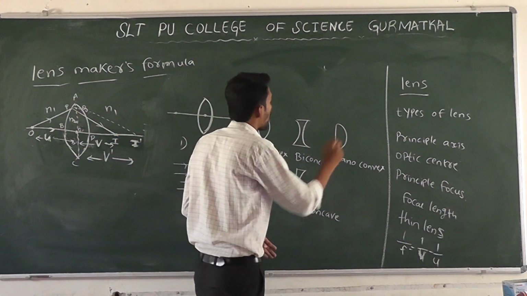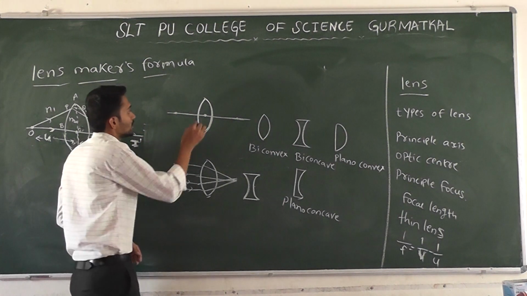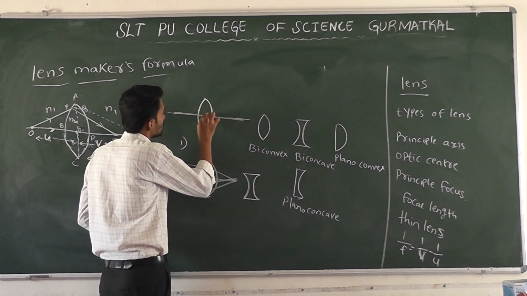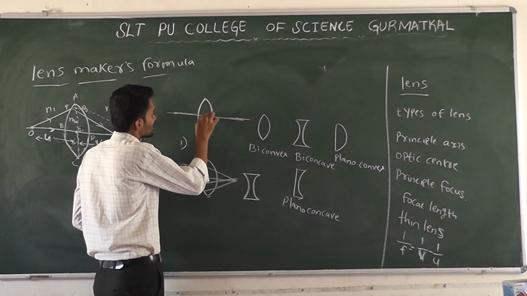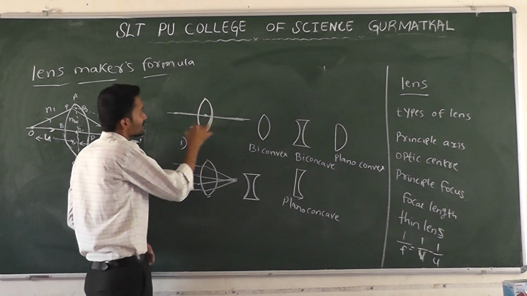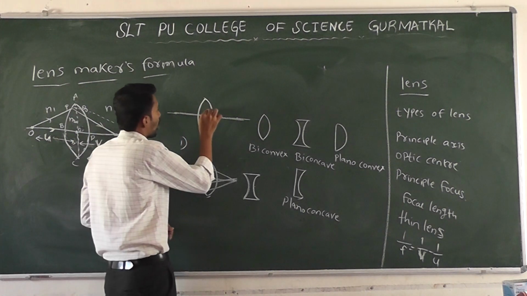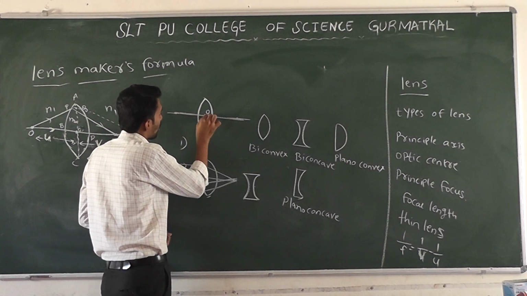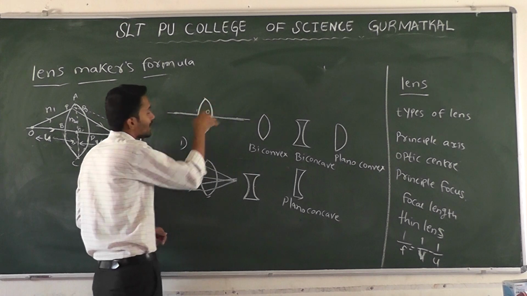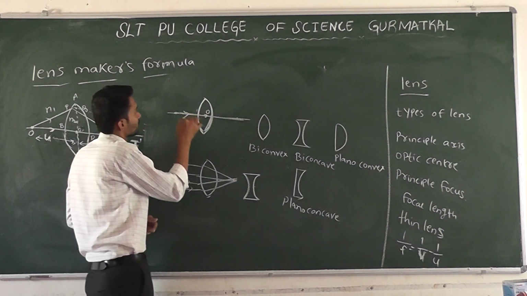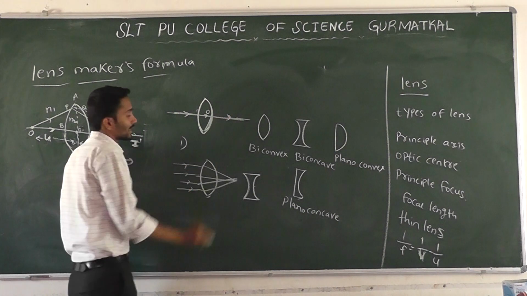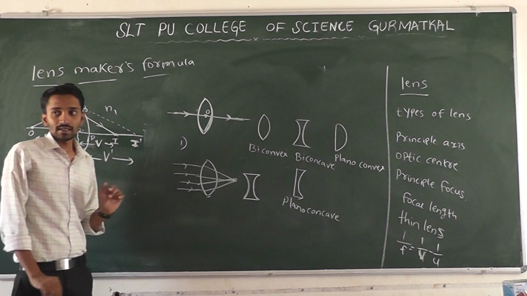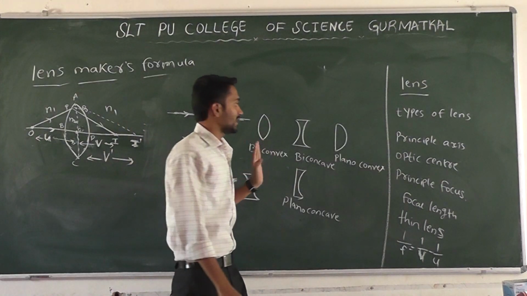Second one, the optic center. Where is the optic center? It is the point on the principal axis present inside the lens, denoted as O. When a light ray passes through this optic center, the light ray is not deviated.